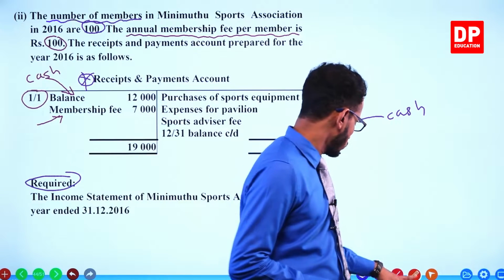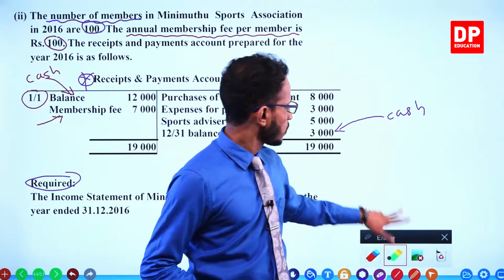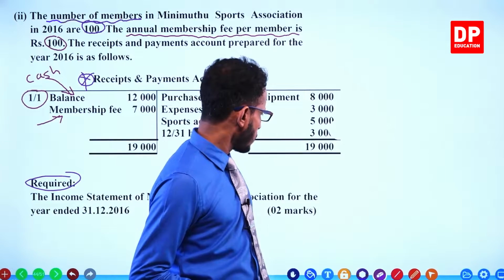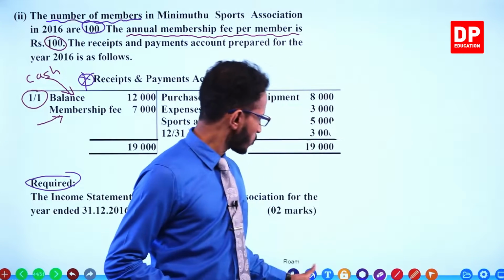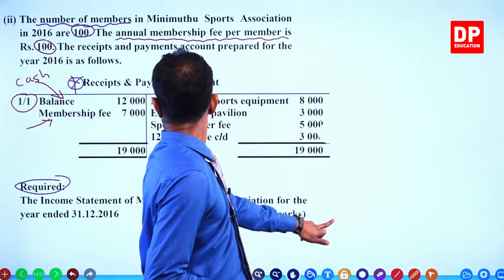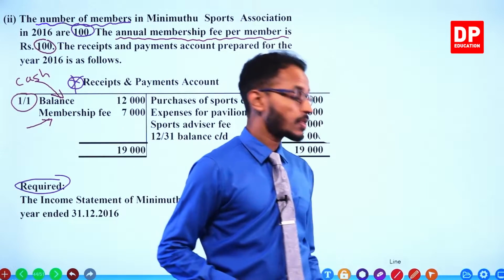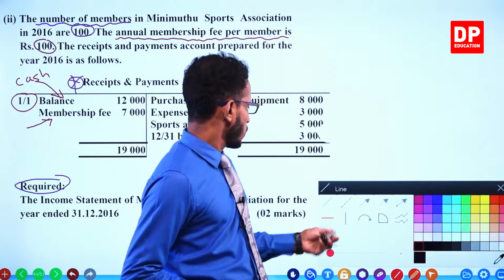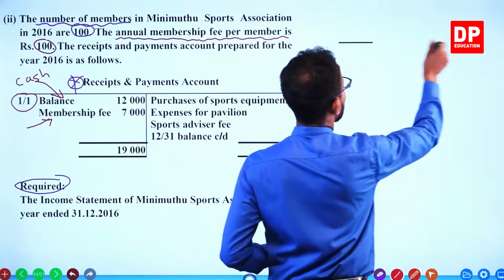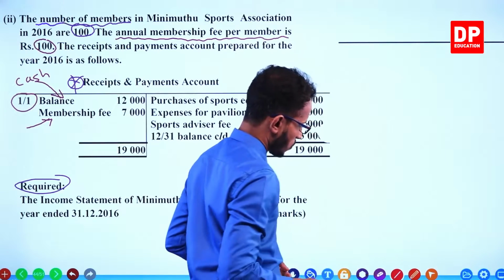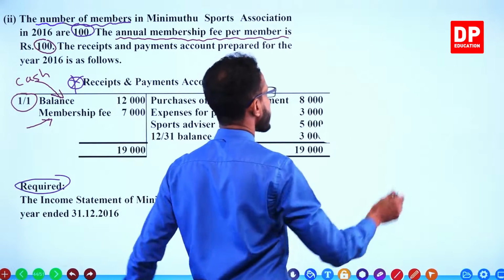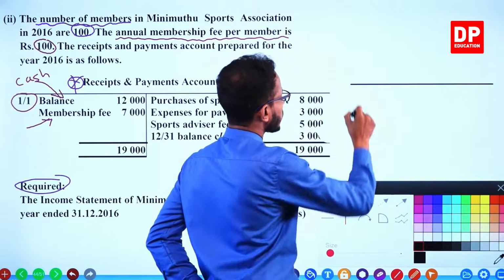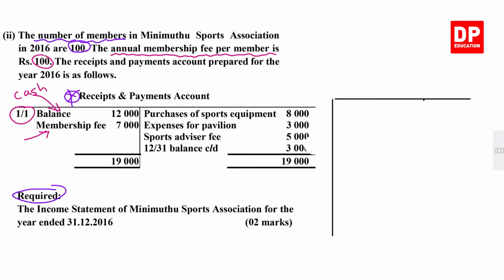Yeah, better we do it here. Erase. Take more space. Let's draw. Okay, we are drawing the income statement right here.